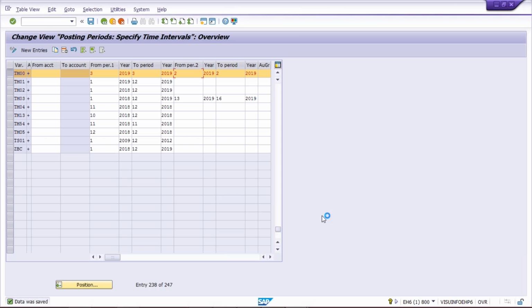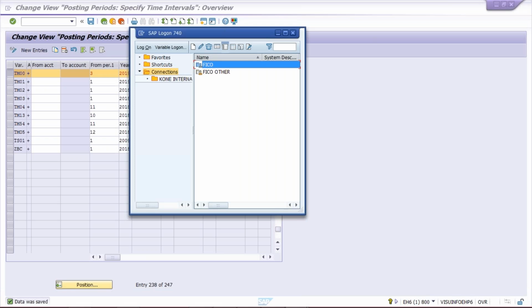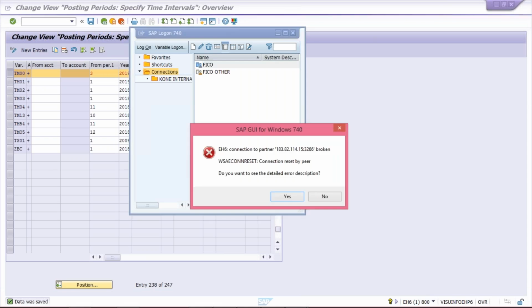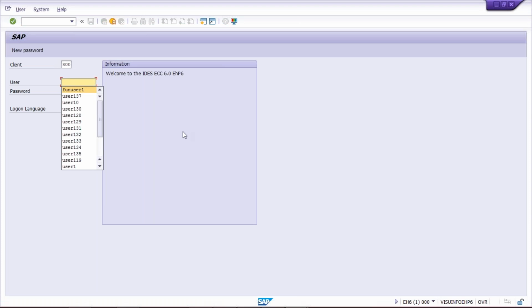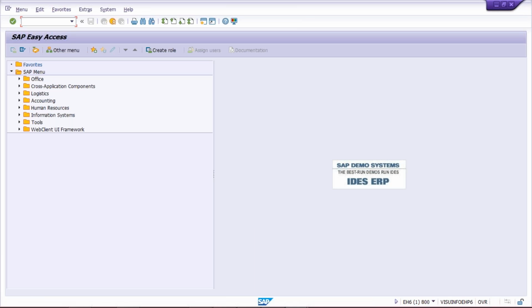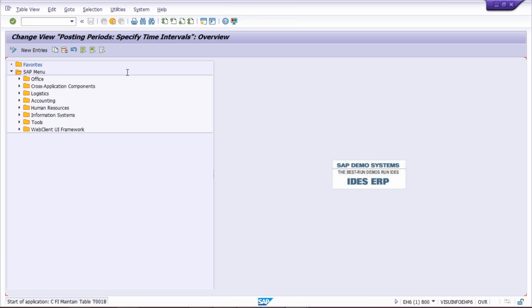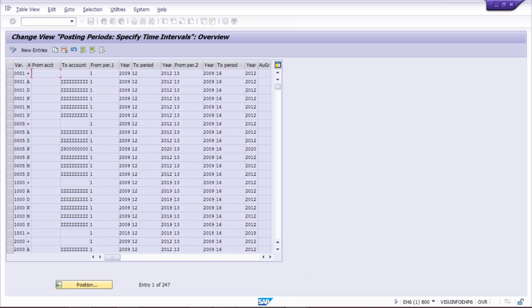Okay, I'll just do one thing, guys. The connection got broken, so let me log in once again. Now, once again, we are going to use OB52. And then here, click on position, and TM00 is our posting period variant.